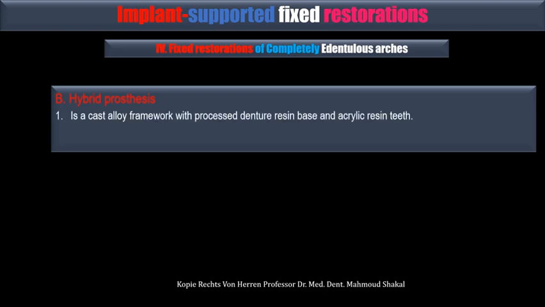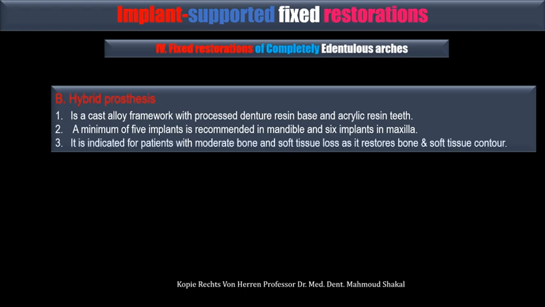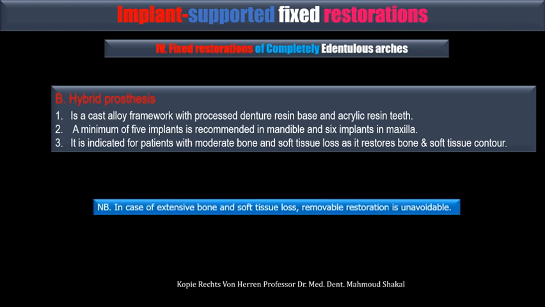A hybrid prosthesis is a cast alloy framework with a processed denture resin base and acrylic resin teeth. A minimum of 5 implants is recommended in the mandible and 6 implants in the maxilla. It is indicated for patients with moderate bone and soft tissue loss as it restores bone and soft tissue contour. In case of extensive bone and soft tissue loss, removable restoration is unavoidable.